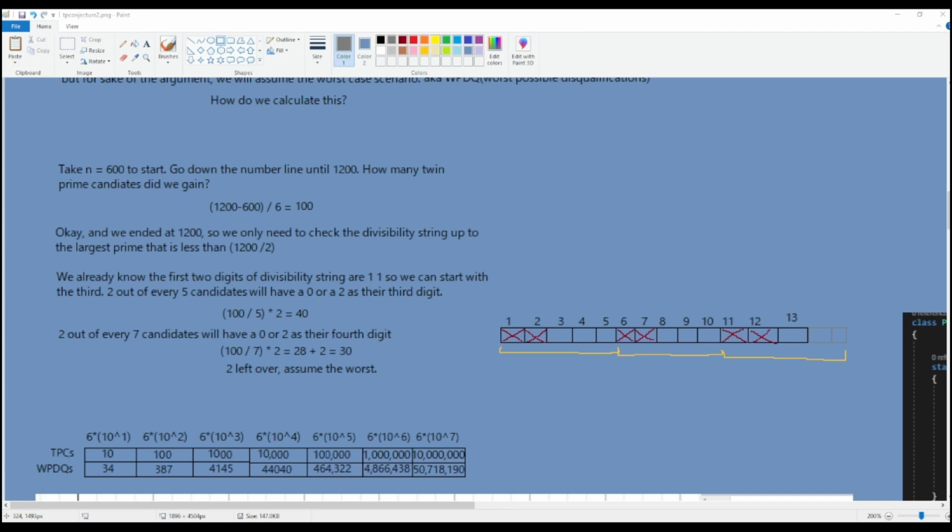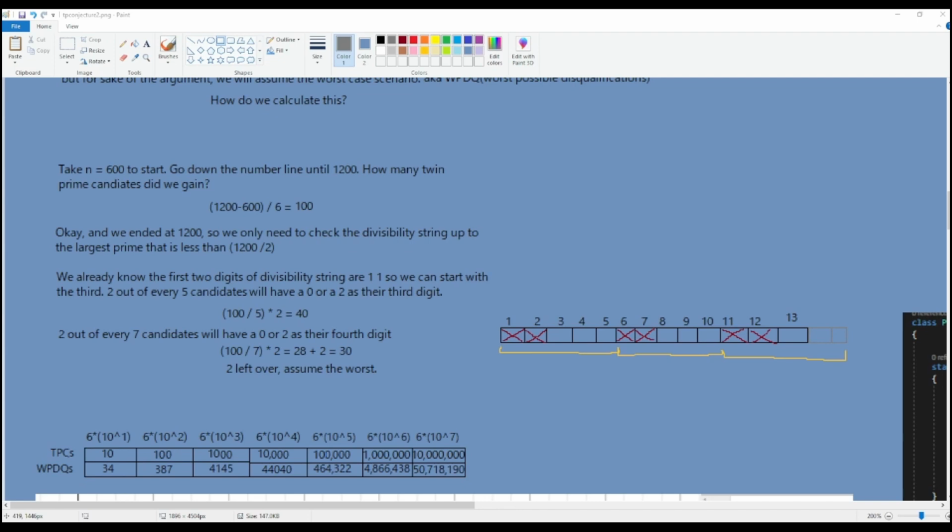And we know earlier, looking at how the numbers loop, that there are going to be exactly 2 out of every 5 candidates that have a 0 or a 2 as their third digit, which would disqualify them. So we're going to take the total number of candidates we have, divide by 5, and multiply by 2, and we get 40. 40 candidates are disqualified by the third digit alone. And then we're going to calculate this additively, right?